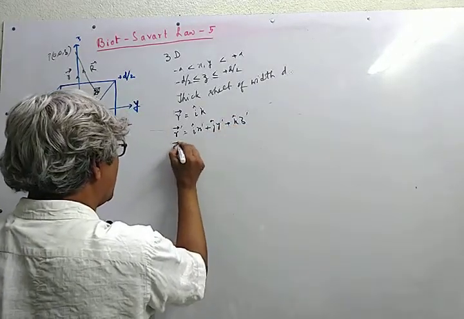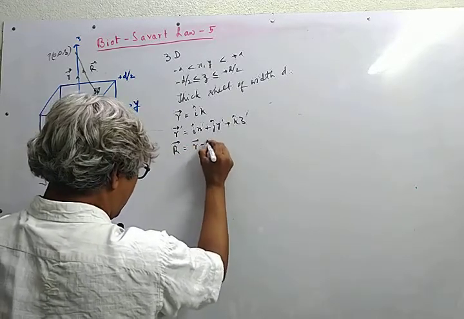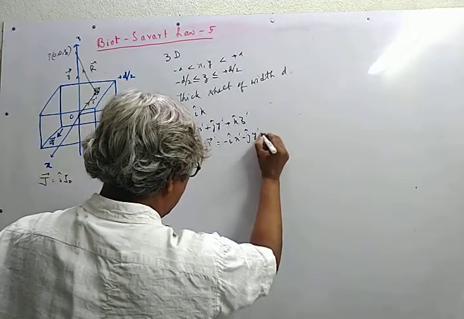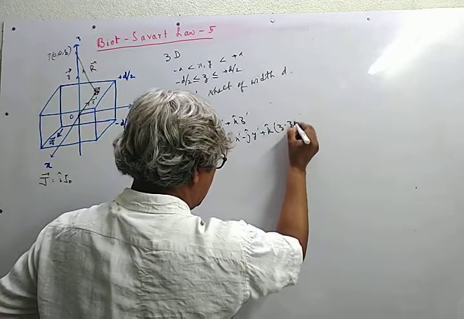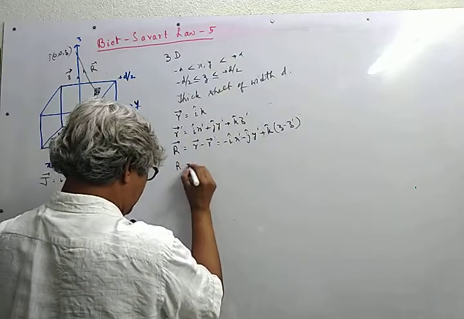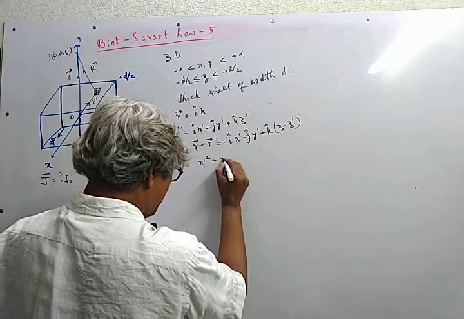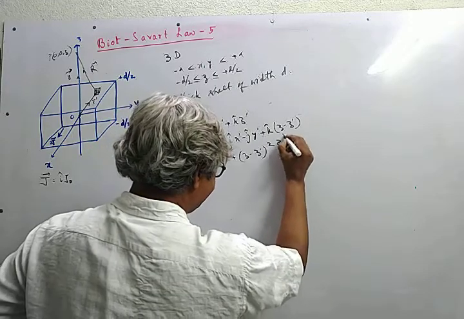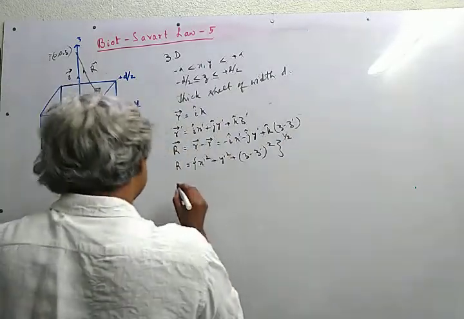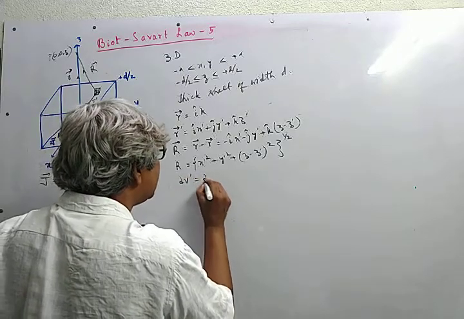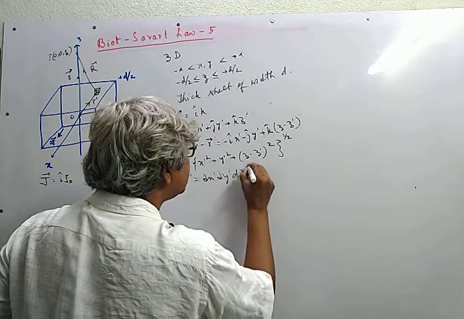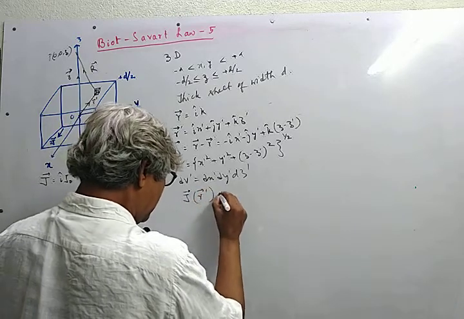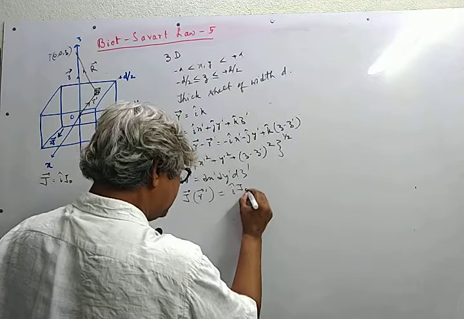So the relative coordinate R is as written, and the magnitude of R is x prime square plus y prime square plus z minus z prime square, to the power half. The volume element dv prime is dx prime, dy prime, dz prime, and the current density is a constant, so this is i cap J0.